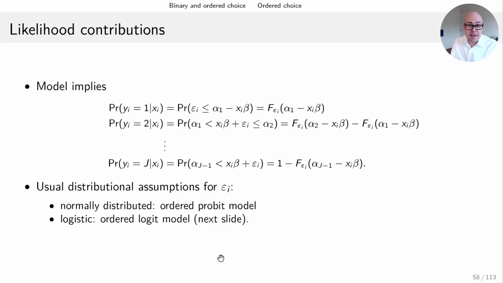What we're going to do, and this is again a big parallel to binary choice, is make assumptions on a distribution of epsilon, and there are two popular assumptions. One is the normal distribution, which gives us the ordered probit model. To be specific, one assumes that epsilon I is usually standard normal. Sometimes one imposes the scale normalization in a different way, but the easiest way is to assume that epsilon I is standard normal. The other is logistic, and that gives the ordered logit model. We're going to look at that in the next slide.